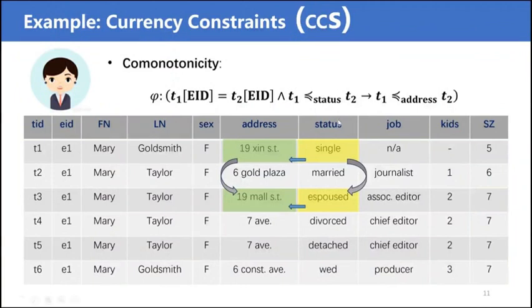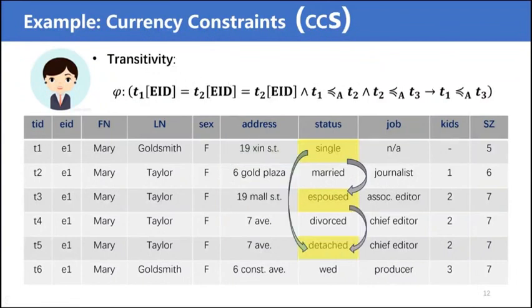If T1 and T3, as in this example, have the same time order, such as single is earlier than its const, then this time order also holds in the attribute address. We call these rules comonotonicity.